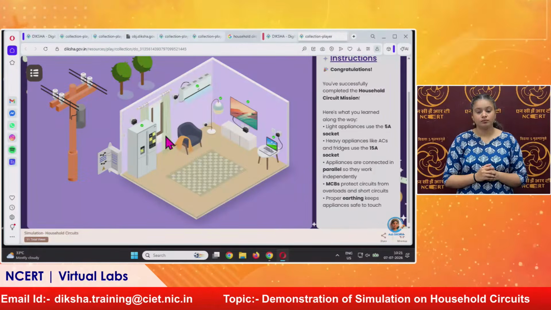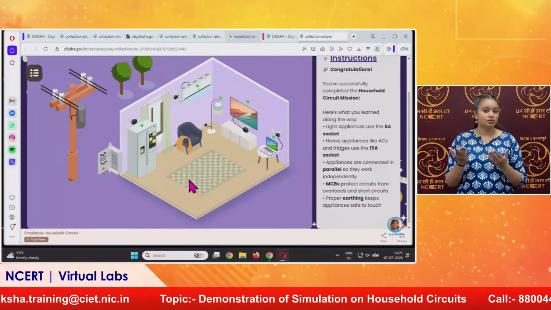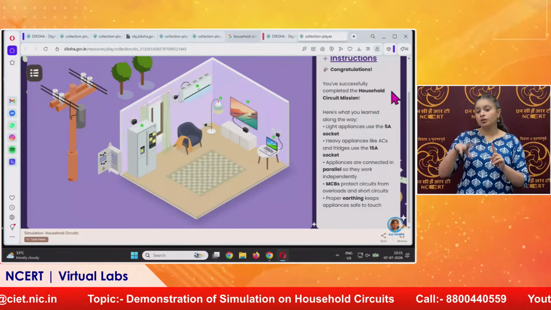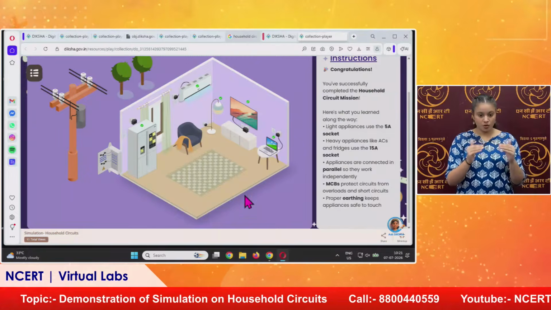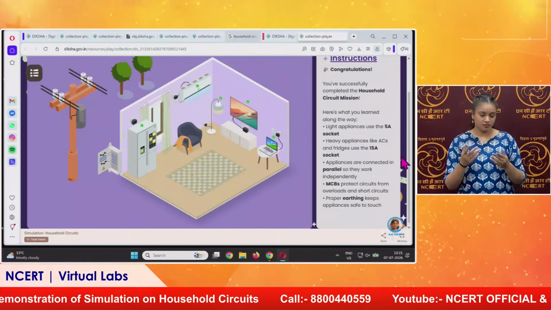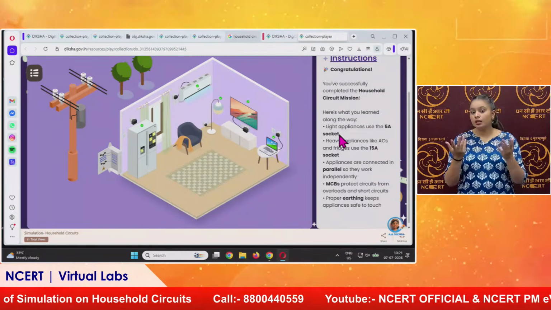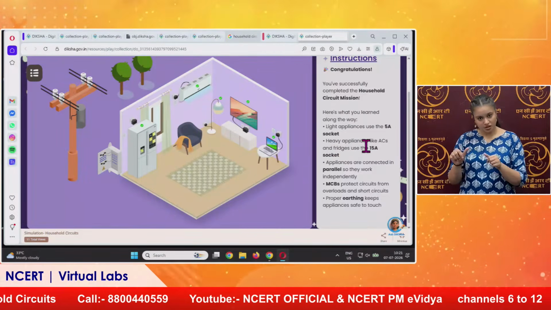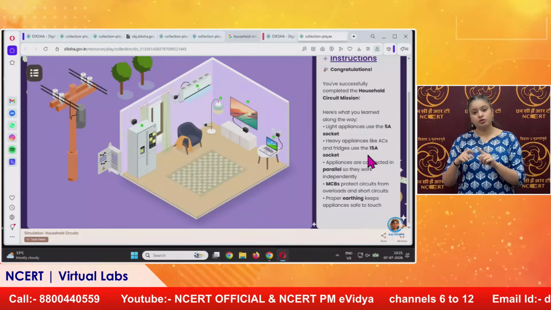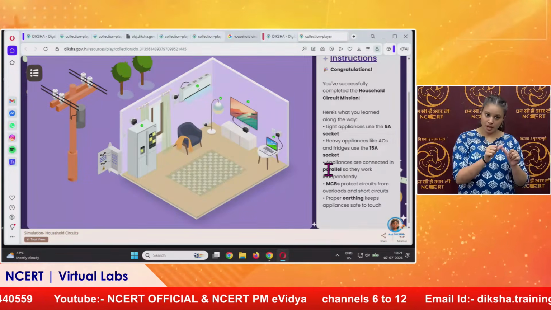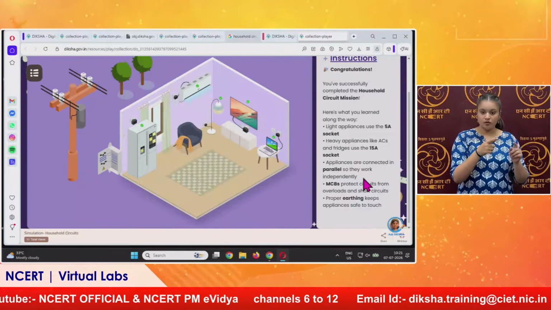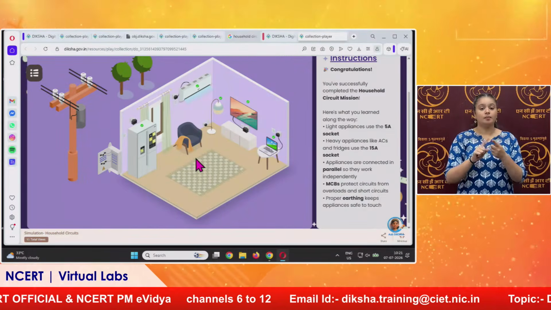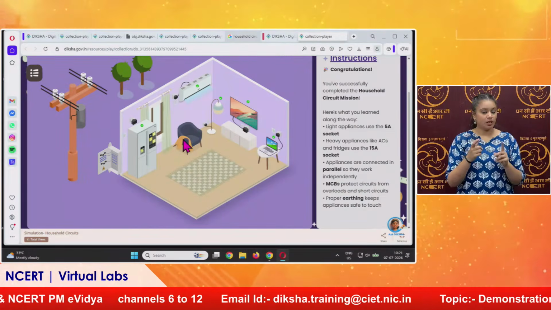So what we have learnt with this entire activity: we have completed the entire mission, the household circuit mission. Light appliances use 5 ampere sockets. Heavy appliances like AC and fridge use 15 ampere sockets. Appliances are connected in parallel, so each will work independently.